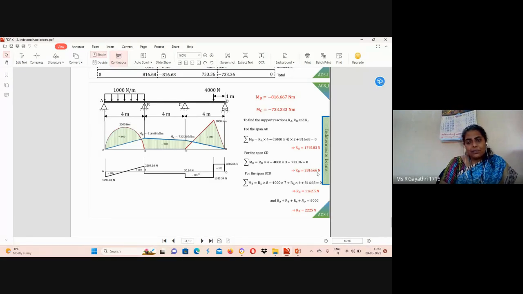RC, RB value. Here we consider span BCD together. Moment about B will be RD into 8 minus 4000 into 4 plus 37 plus RC into 4 plus moment acting at support B. So we know already RD value, so we can find the RC value.